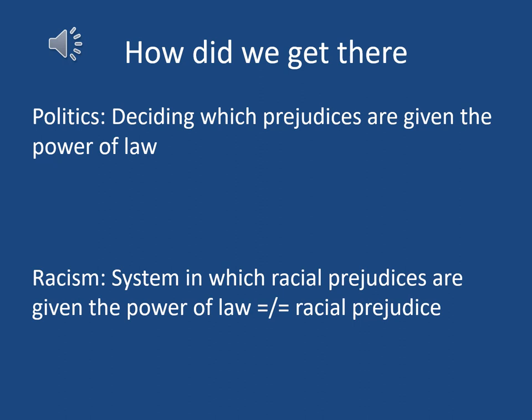Now, let us remember that one way to define politics, who gets what, when, where, and how, is to essentially define it as a process by which we decide that certain prejudices held by people are given the power of the law. Everybody is prejudiced. They are prejudiced religiously, socially, educationally, racially. Everybody, me, you, everybody included, has some kind of prejudice.